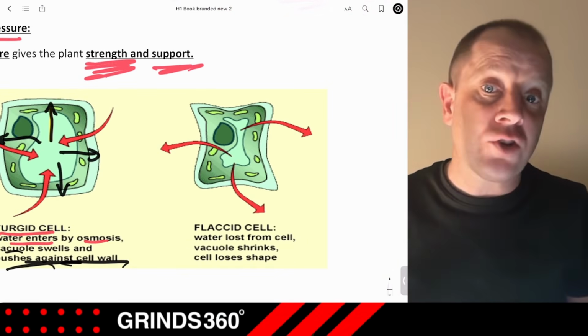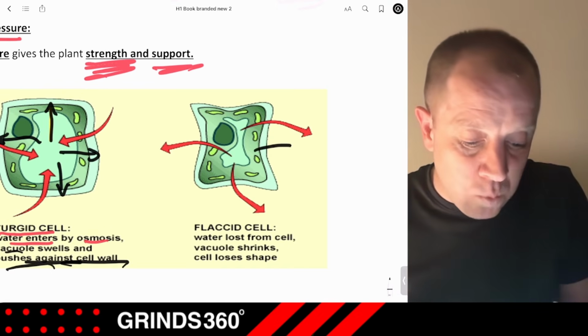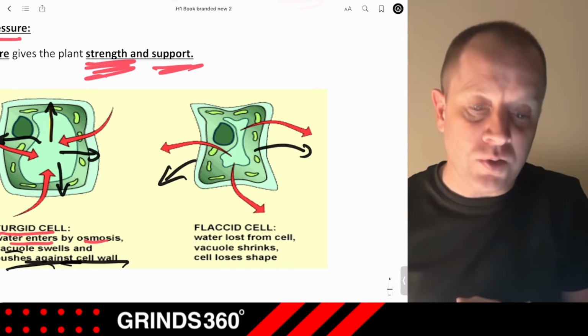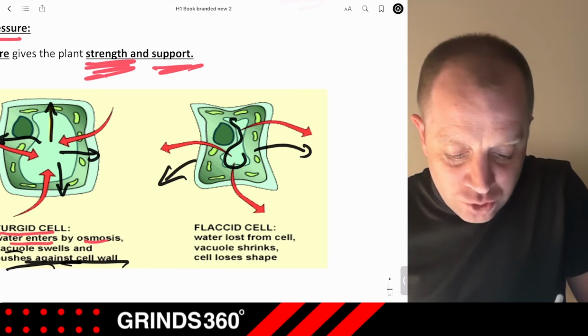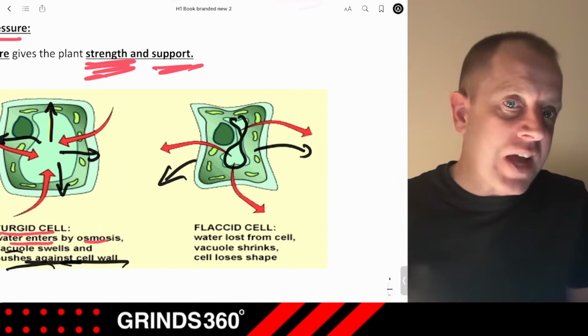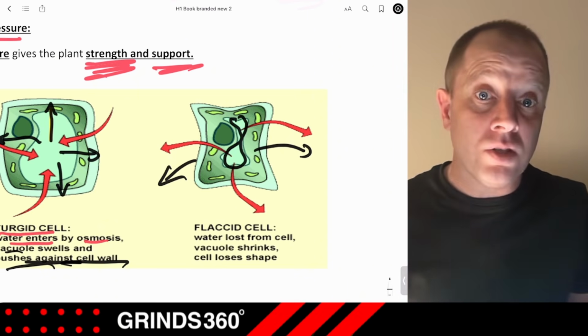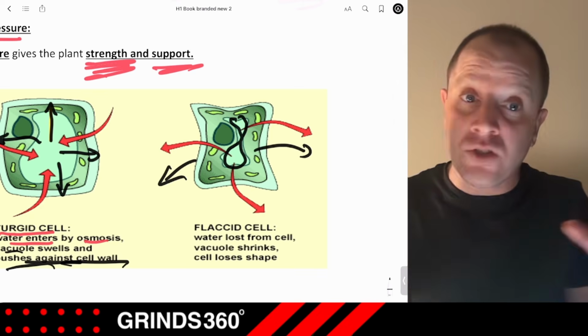The cell over here, see this cell here? This cell has lost turgor pressure. Why? Because water has left the cell by osmosis. That means the vacuole is shriveled up. See that there? So that vacuole is not pushing out against the cell wall, because water is leaving the cell. The vacuole now is shriveled up.